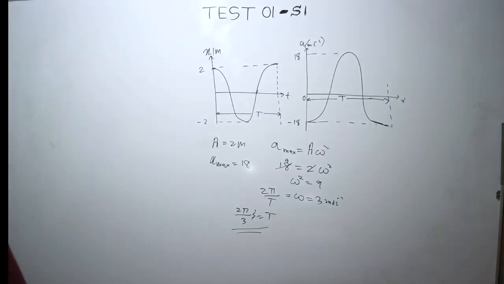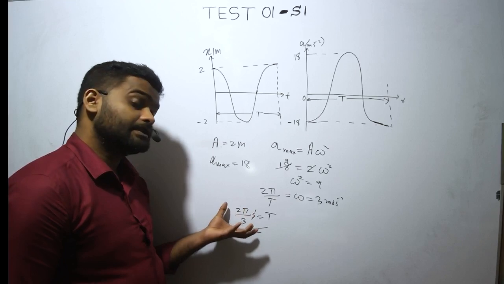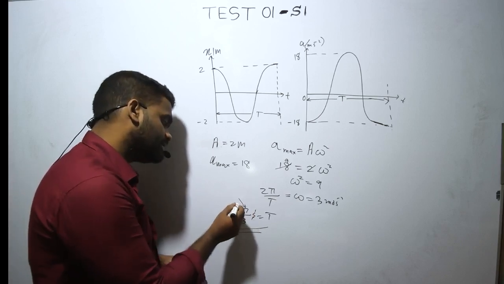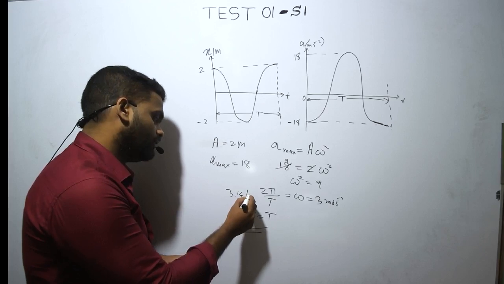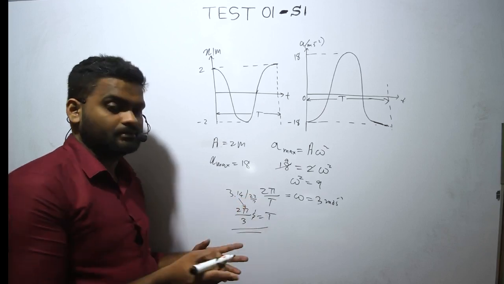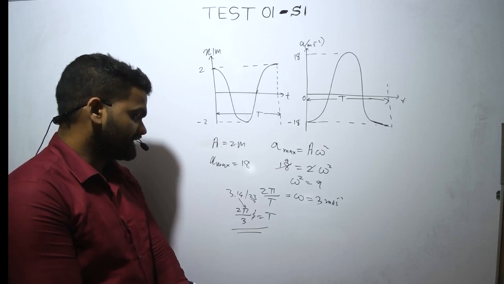So here the answer is 2 pi over 3. If you further need to simplify this, you can substitute instead of pi either 3.14 or 22/7, if you want to go for a numerical value.